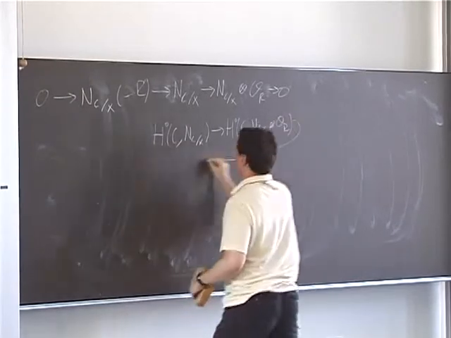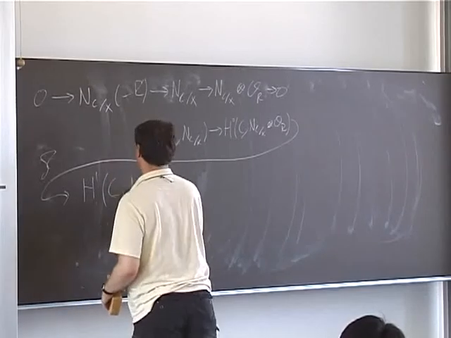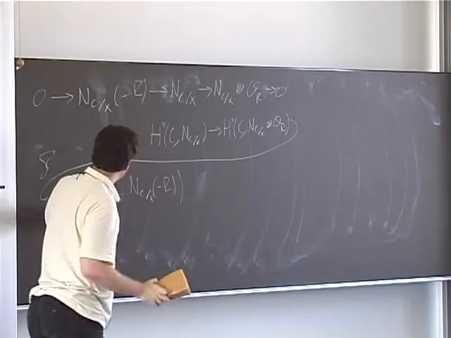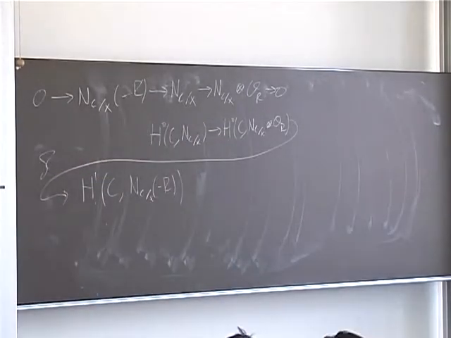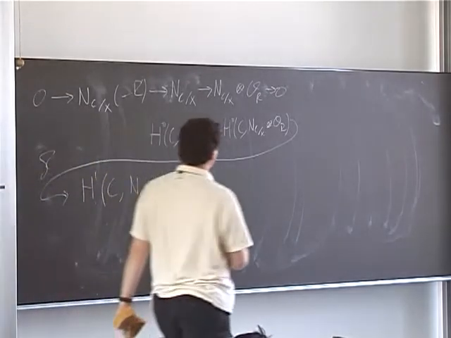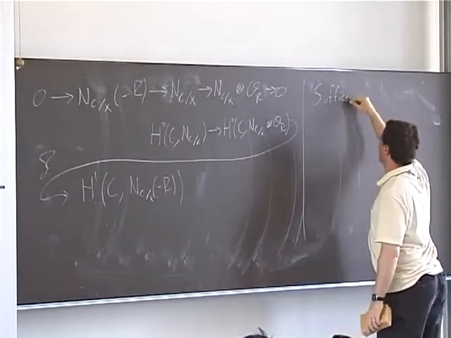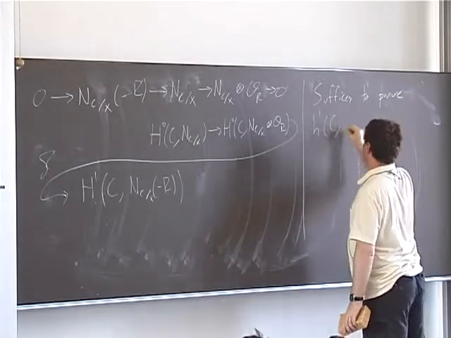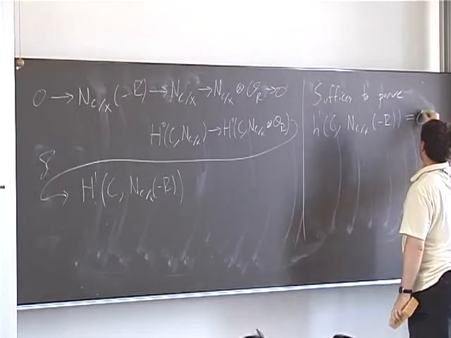And then there's some connecting map to H1 of this guy. So if we prove that this guy is 0, then it follows that this map is surjective, and then this map is a quotient of this map, so it follows that that map is surjective as well. So it suffices to prove that H1 of the normal bundle of C in X minus R is equal to 0.